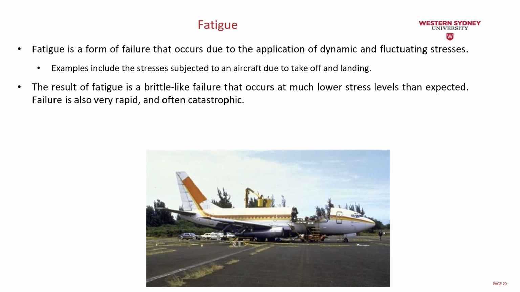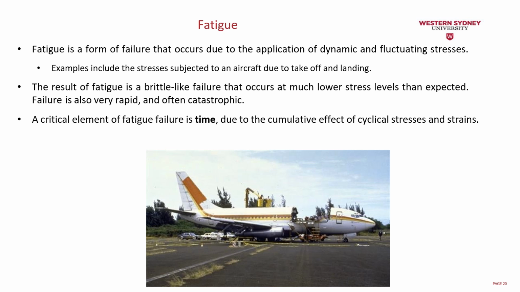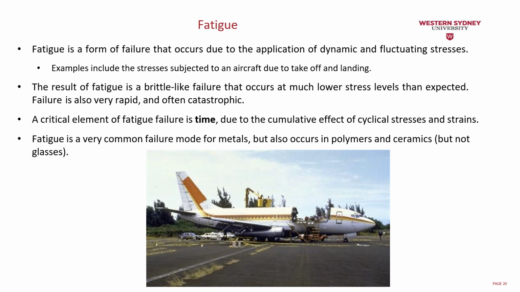The result of the fatigue is going to be a brittle-like failure that occurs at a much lower stress level than expected. The failure is also going to be very rapid and often catastrophic. A critical element of fatigue failure is time, due to the accumulative effects of the cyclic stresses and strain. Fatigue is a very common failure mode for metals, but also occurs in polymers and ceramics, but not in glasses.